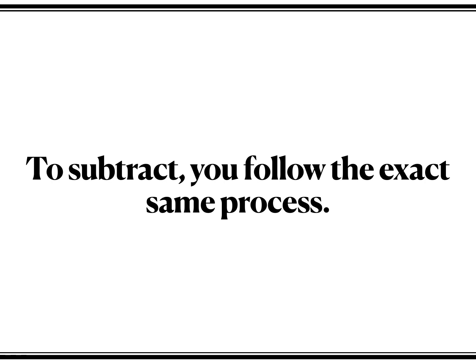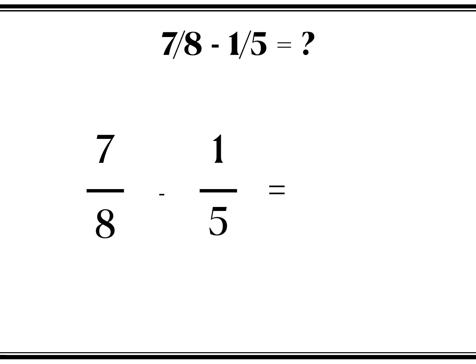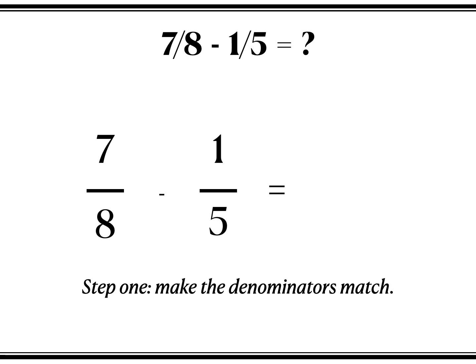Now to subtract, you follow the exact same process that you use when you add, except for that final step where you literally subtract instead of add. So 7/8 minus 1/5. Step one, we need to make the denominators match. So we'll multiply those first two numbers by 5. And what number do we multiply our second two by? If you said 8, you are correct.